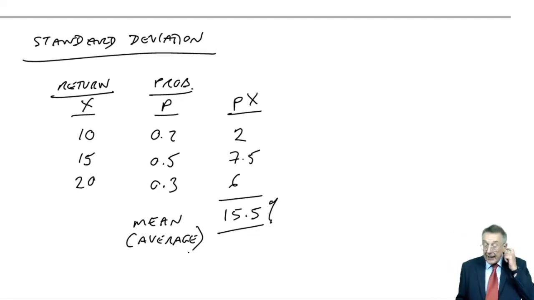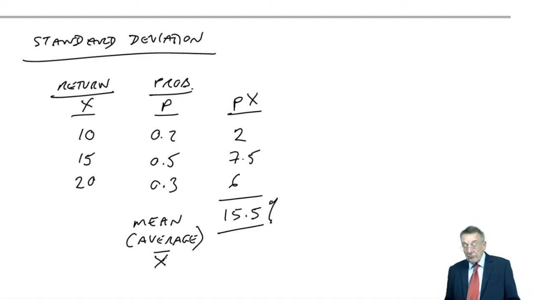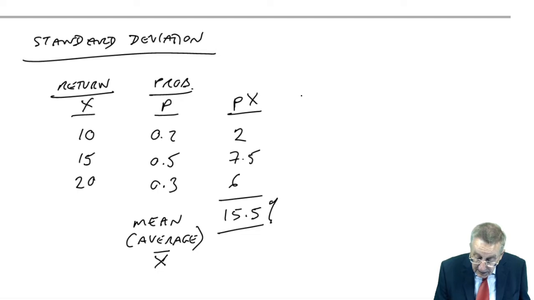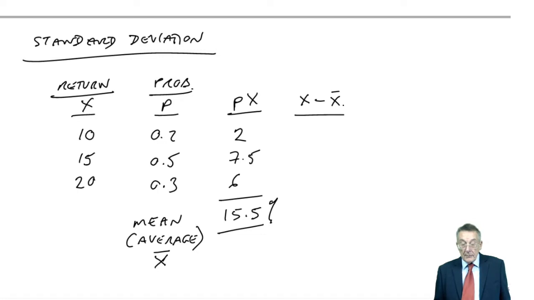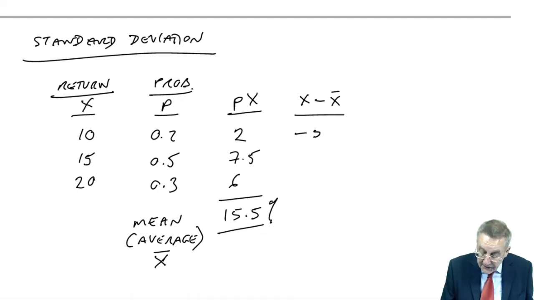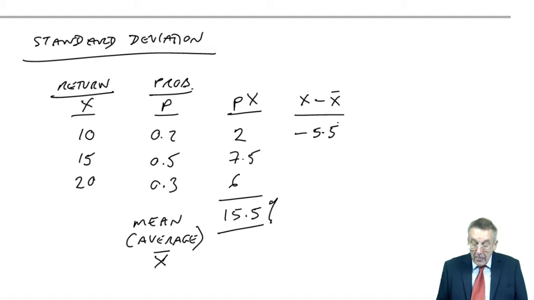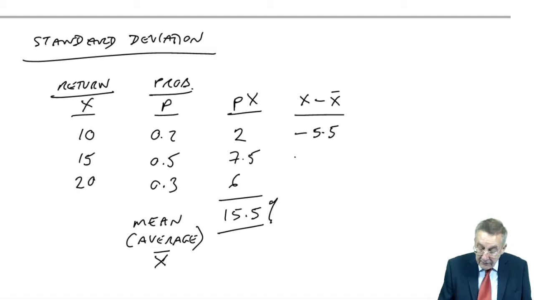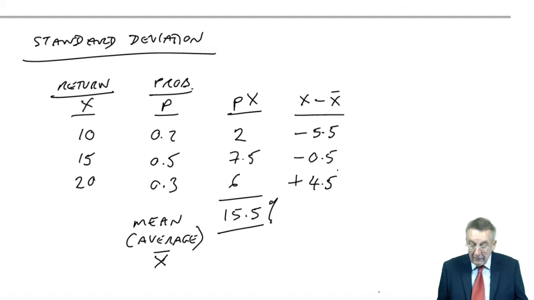Now the symbol we use for the average of the x's, we call it x bar, x with a bar over it. So let's look at the differences in each case: x minus x bar. For each of them, 10 minus 15.5 is minus 5.5. 15 minus 15.5 is minus 0.5. 20 minus 15.5 is plus 4.5.